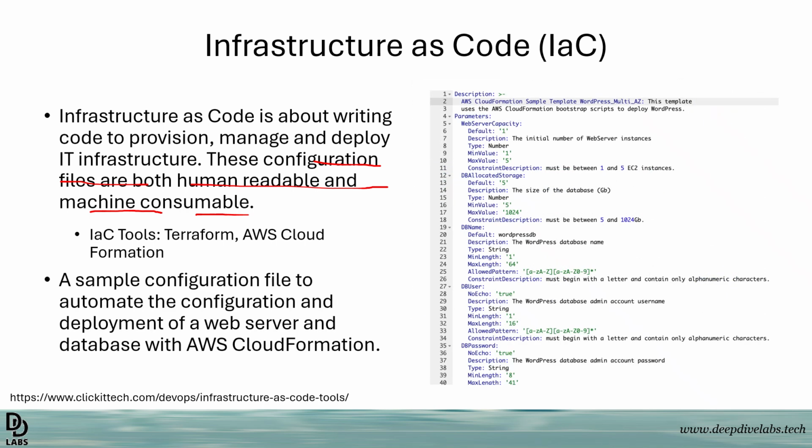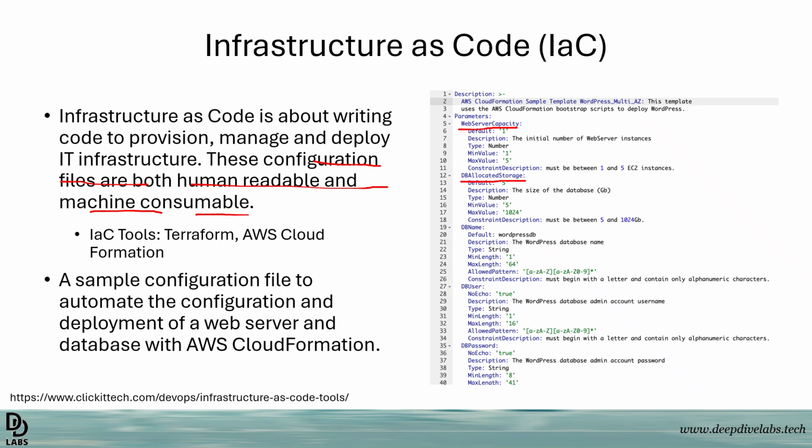So here is a very quick sample configuration file. If you look at it, this is a typical configuration, just to show how you can actually write your infrastructure. You have a web server capacity. You talk about what a typical capacity is, 1 to 5. What's the DB allocated capacity, right? Then what's your DB name? So every resource, every infrastructure you use. It need not be only cloud, it can be for your on-premise system as well. This is just to show you how a typical infrastructure as code looks like.